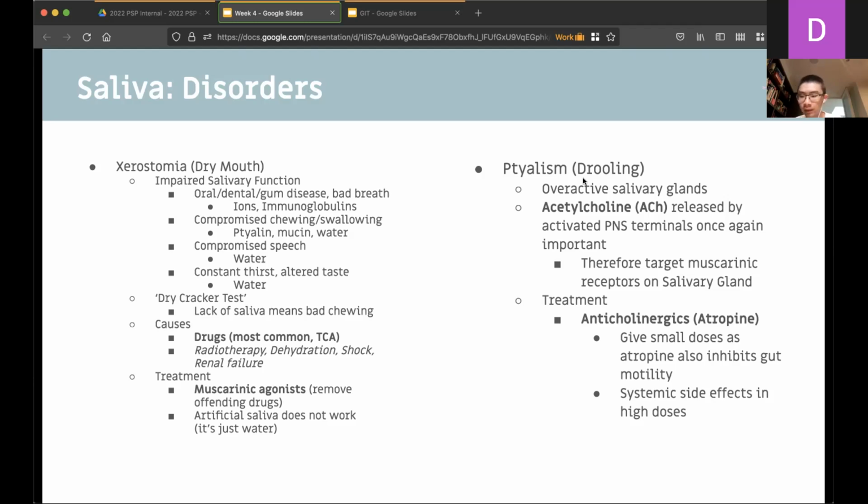Though you do have to give small doses, because atropine also inhibits gut motility, a systemic side effect in high doses.